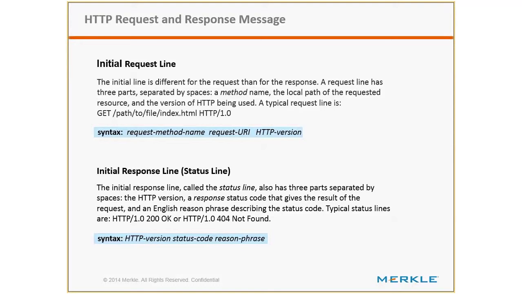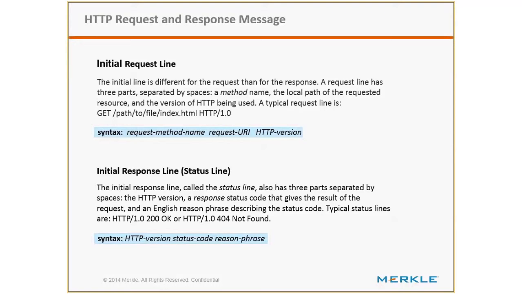We can see a typical request line below. Here, GET is the request method name of this request line, and its request URL is /path/2/file/index.html, and the HTTP version is HTTP/1.0.